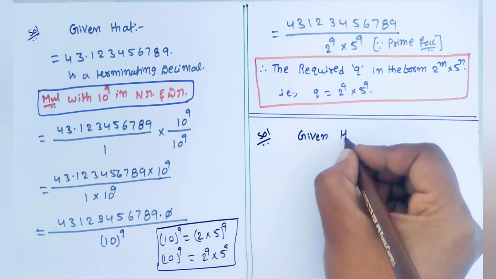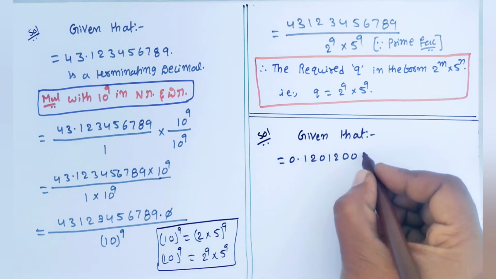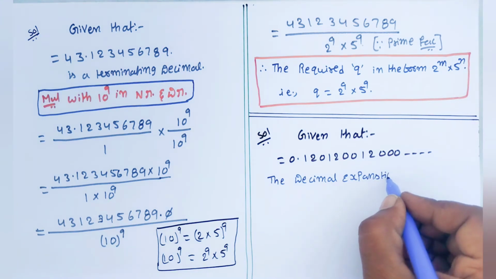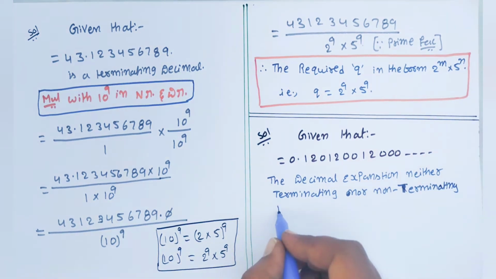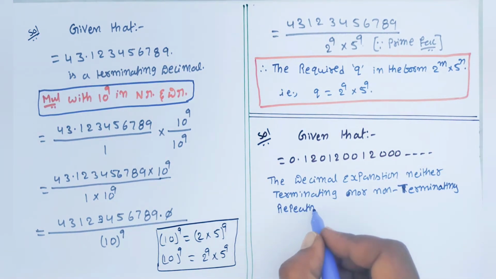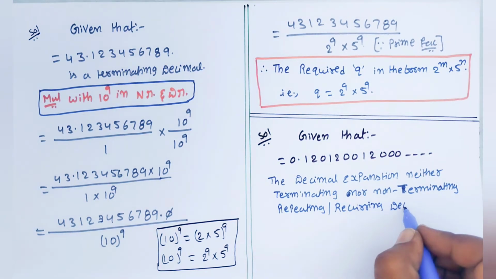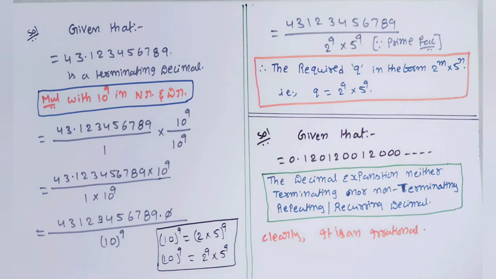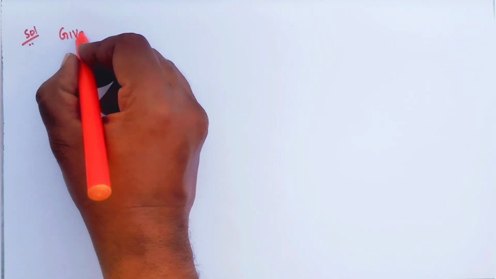Now we take the next solution. Given that 0.120, and so on. The decimal expansion does not end and is not repeating. Clearly, the decimal expansion is neither terminating nor non-terminating repeating or recurring. Clearly it is an irrational number. An irrational number cannot be expressed in the p by q form, so there is no need to discuss the prime factorization of q.